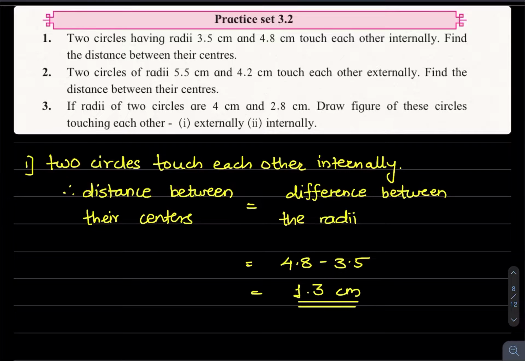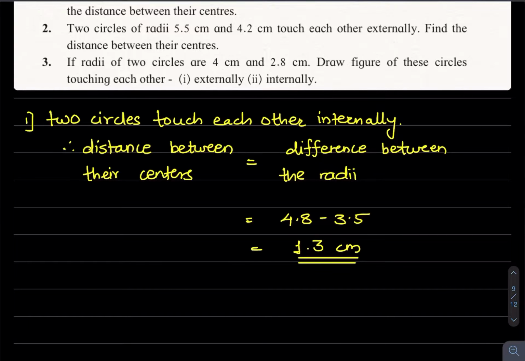Similarly, the second problem is: two circles of radii 5.5 centimeter and 4.2 centimeter touch each other externally. So they are touching each other externally, and here the distance between their centers will be the sum of the radii. So here the answer will be 5.5 centimeter plus 4.2 centimeter, so 9.7 centimeter.